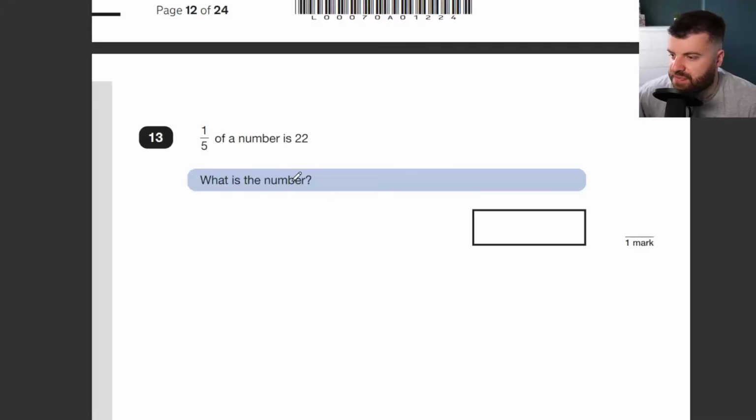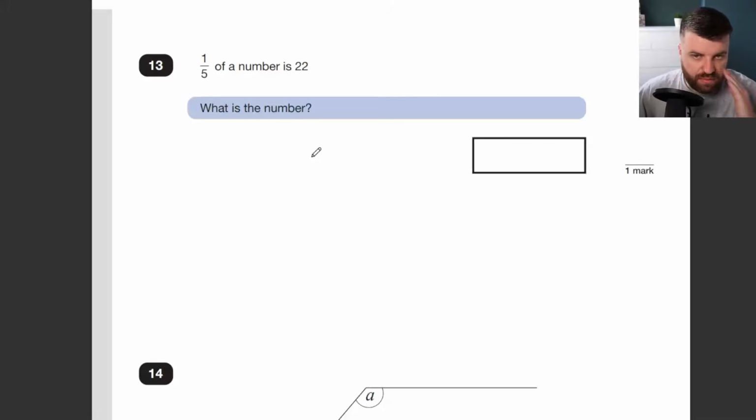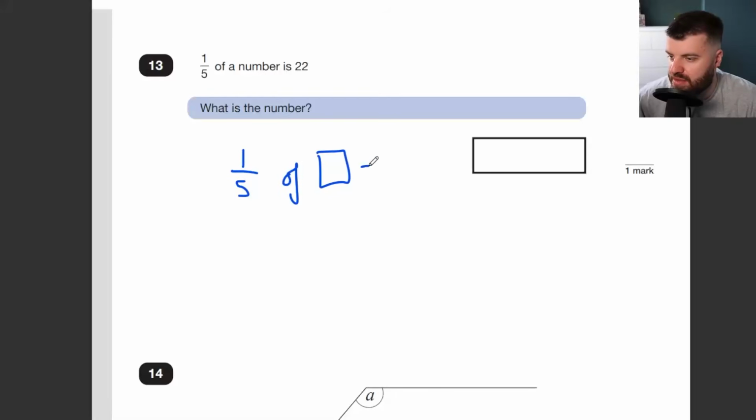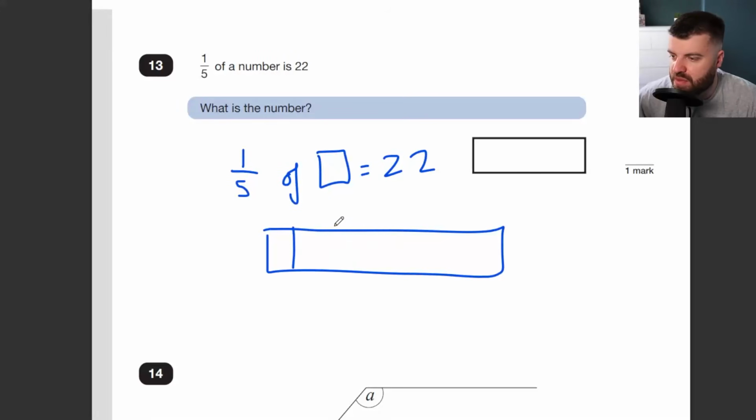Question 13. 1/5 of a number is 22. What is the number? This is another case of inverse operation. So we've done the answer. We say 1/5 of something equals 22. So we know that if we draw a bar model out with fifths, 1, 2, 3, 4, the worst bar model ever, we know one of those is 22.